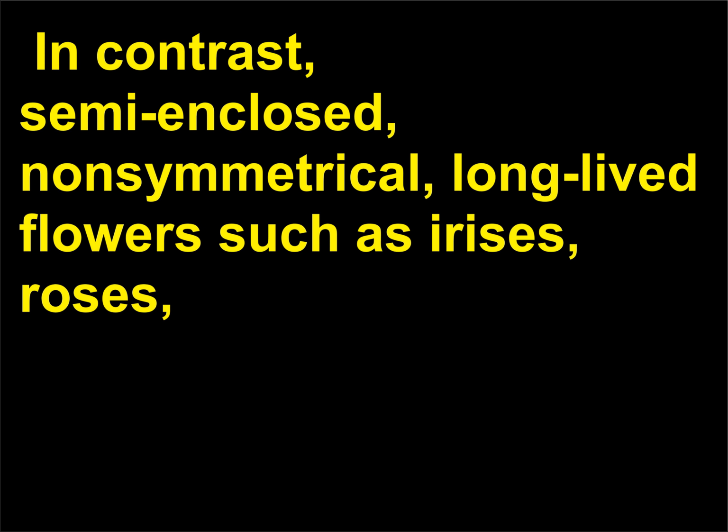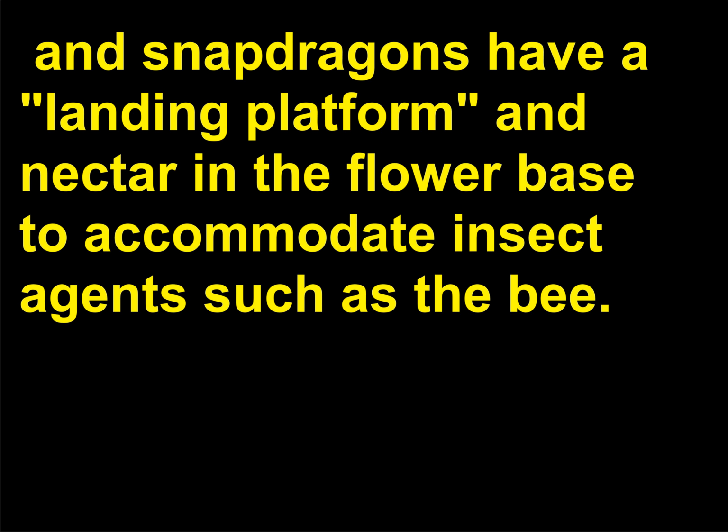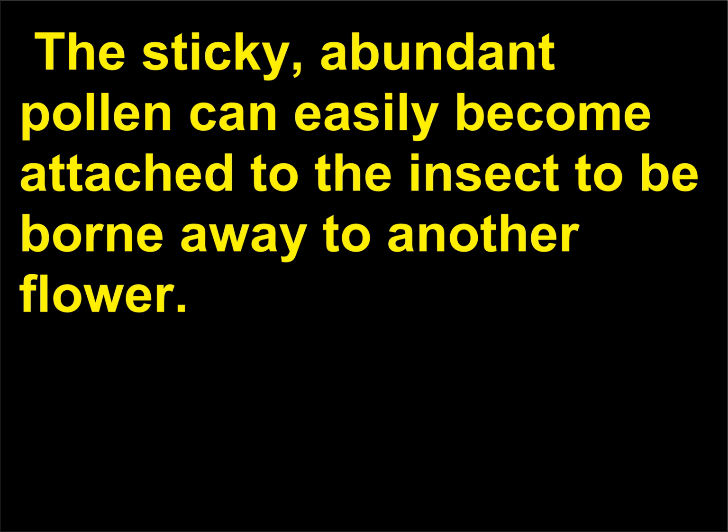In contrast, semi-enclosed, non-symmetrical, long-lived flowers such as irises, roses, and snapdragons have a landing platform and nectar in the flower base to accommodate insect agents such as the bee. The sticky, abundant pollen can easily become attached to the insect to be borne away to another flower.